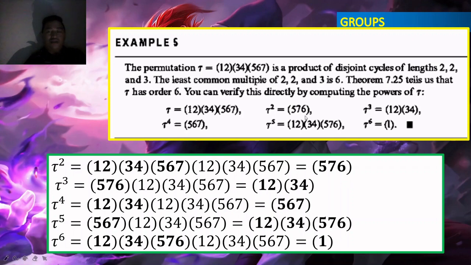For tau cubed, copy tau squared, which is (5 7 6), and then copy tau. Start with 5: 5 goes to 6, and then 6 goes to 5, so 5 goes to 5, identity, and we don't write it. 6 goes to 7 and 7 goes to 6, so 6 goes to itself. 7 goes to 5, and 5 goes to 7, so 7 goes to itself.